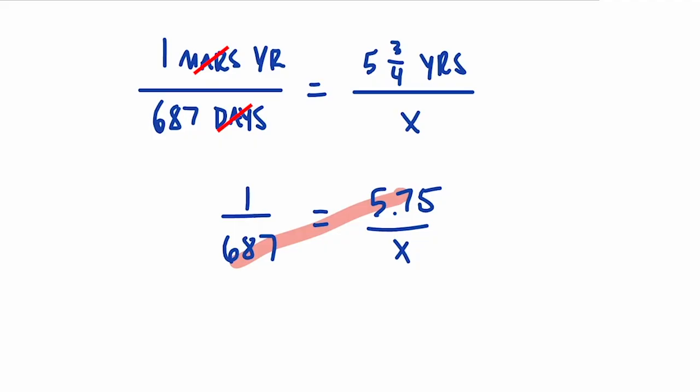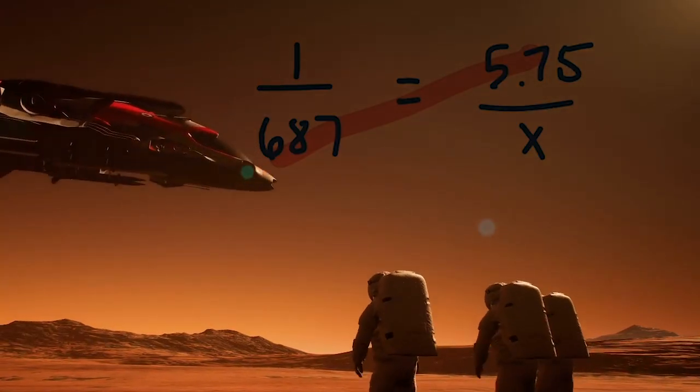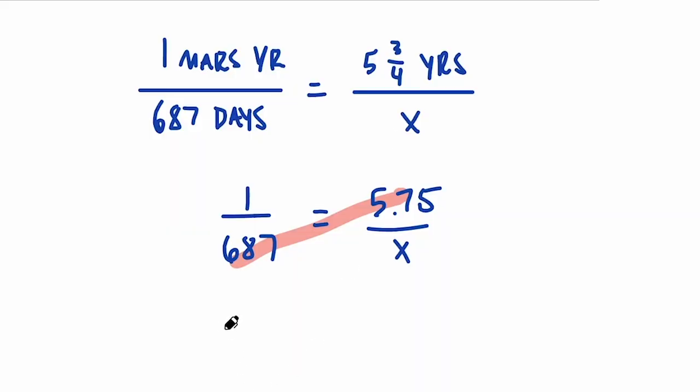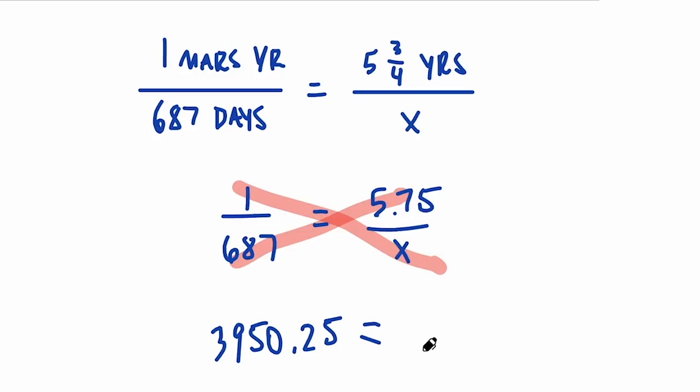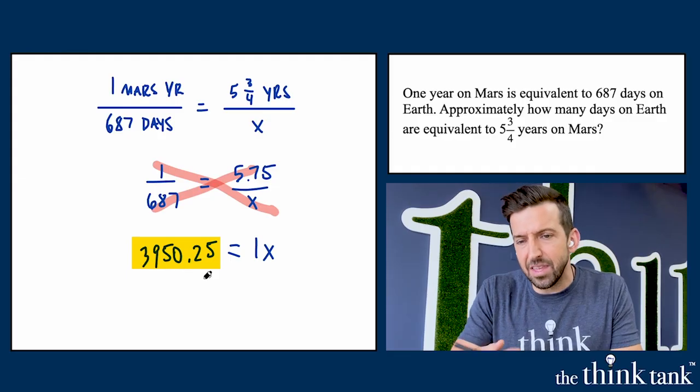687 times 5.75. This is definitely a case where you want to use your calculator. 687 times 5.75 is, looks like that's 3,950.25. Okay. On the other diagonal, we have to multiply 1 by x. Well, that's easy. That's just 1x. So we've now got the solution that x is equal to 3,950 and a little bit more days.